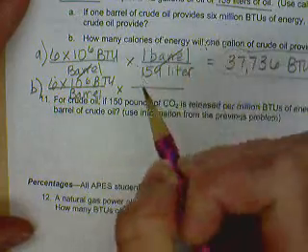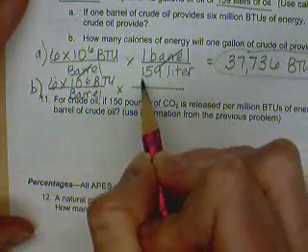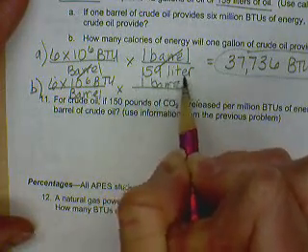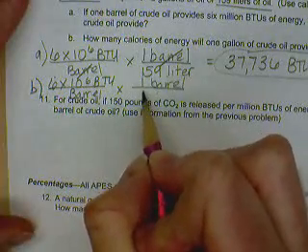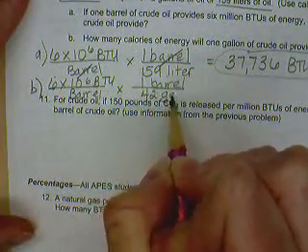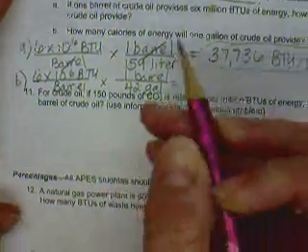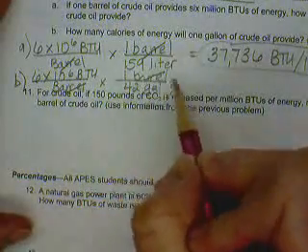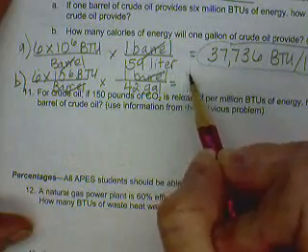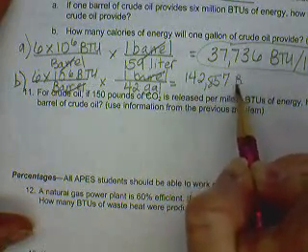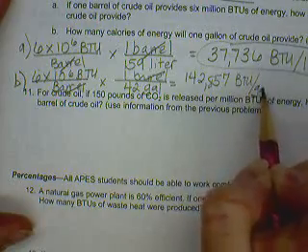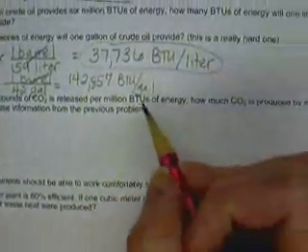And this time we want gallons instead of liters, so 1 barrel is equal to 42 gallons. So now my barrels cross out and I have 142,857 BTUs per gallon. But I'm not done.